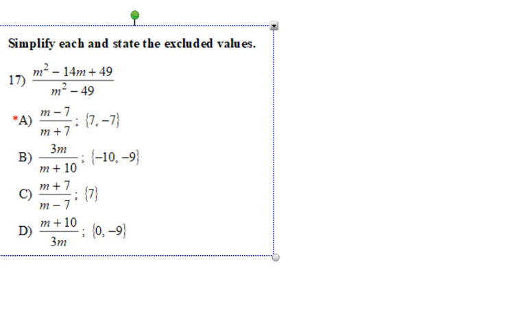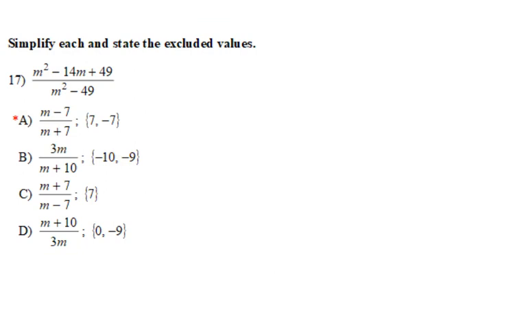Simplifying, we call these rational functions. They're a ratio of polynomials. How do we simplify it? Well, just like in simplifying fractions in middle school, you have to factor first. So I factor the top. I need two numbers that multiply to make 49 and add up to make -14. That's going to be minus 7 and minus 7.